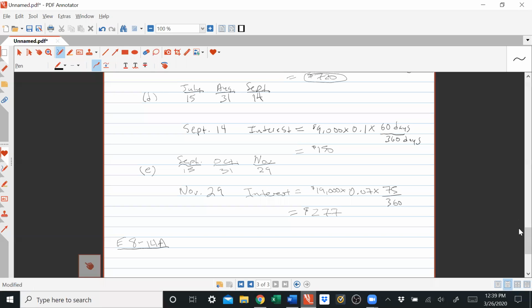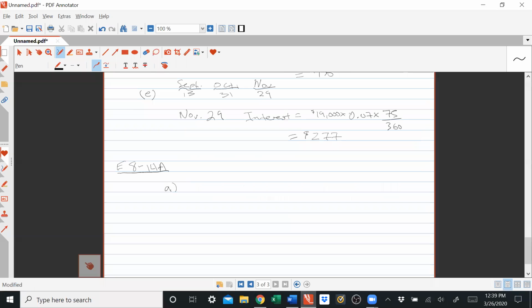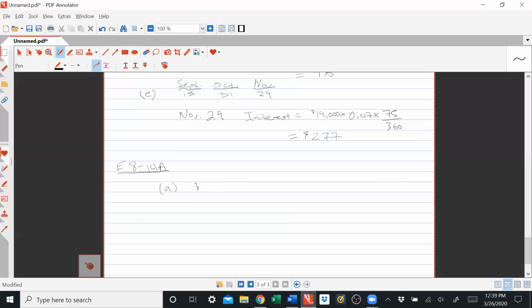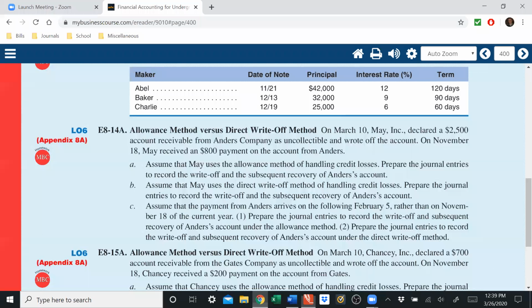All right, so let's do that. Under the allowance method, when you write off an account, let's see, when did they write it off? On March 10th. So on March 10th, you get rid of the allowance and you get rid of the account, right? We've done this already in a previous one today. So we debit allowance for doubtful accounts and we credit accounts receivable. And this is Anders Company's account receivable. For how much? $2,500.